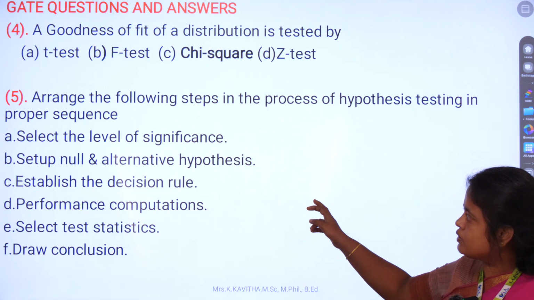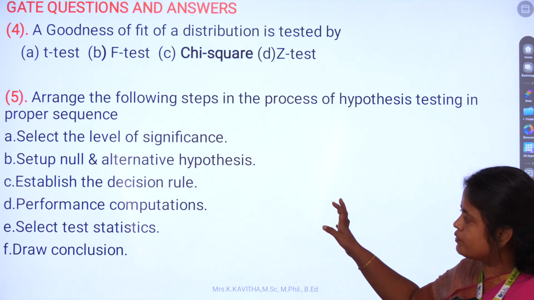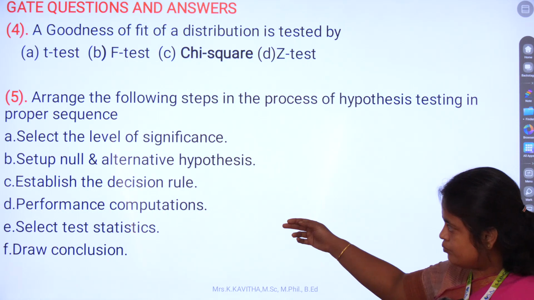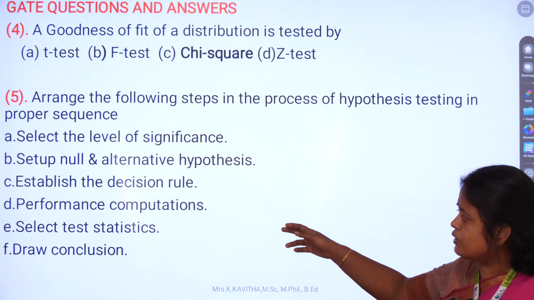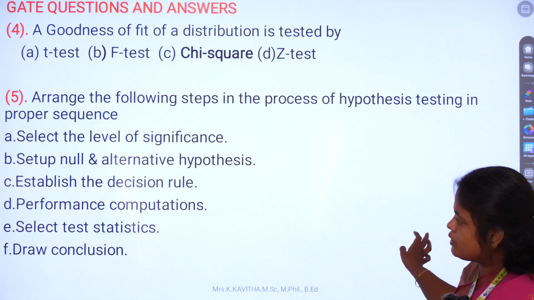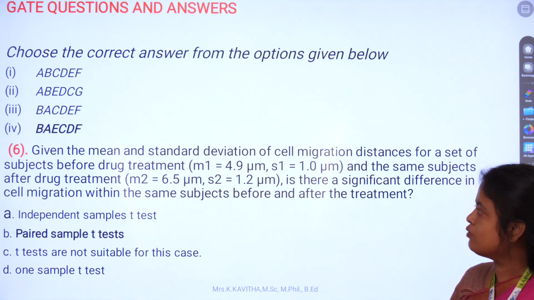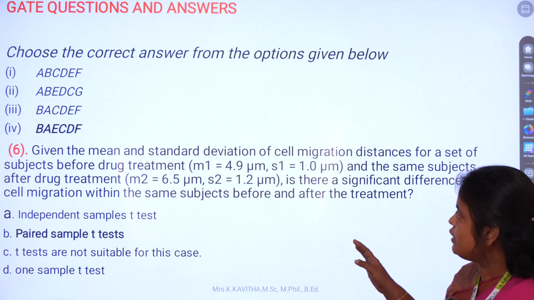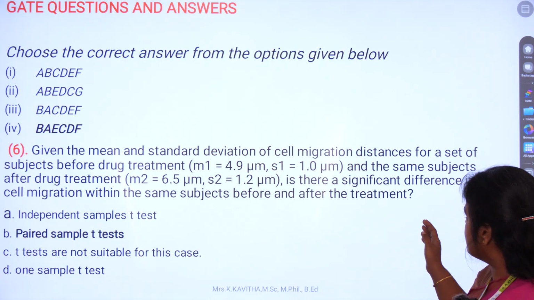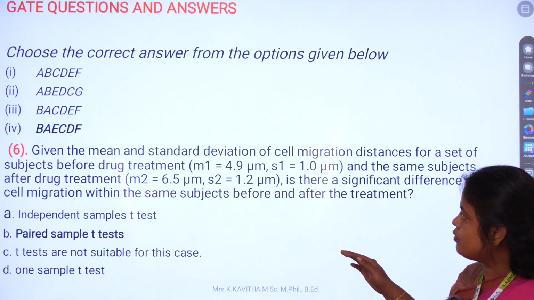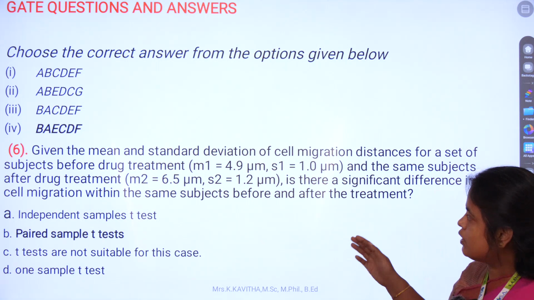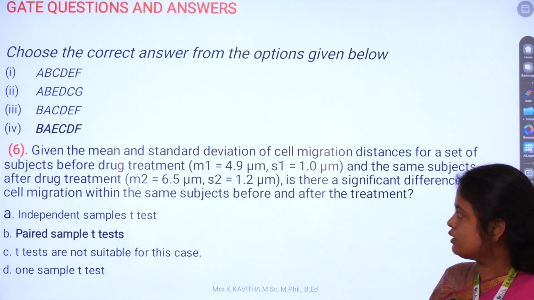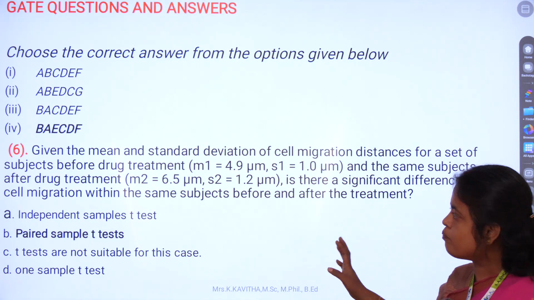Set up the null hypothesis and the alternative hypothesis, set the level of significance, and then the decision rule, computation, test statistics, and finally we conclude the value. Given the mean and the standard deviation of cell migration distance for a set of objects before drug treatment and after drug treatment. If it is a test for before and after for the same set of objects, you will be applying only paired t-test.